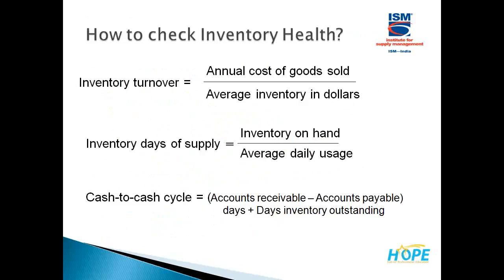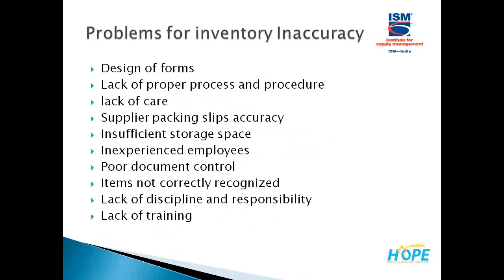Then inventory days of supply is another way, where we talk about inventory on hand divided by average daily usage. And the third is the cash to cash cycle, where we take the account receivable minus account payable in days, and then add the days of inventory outstanding. Please remember, if your inventory turns are more, your financial health is good. If your cash to cash cycle is negative, your financial health is good.